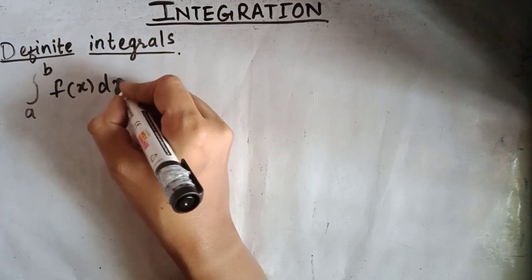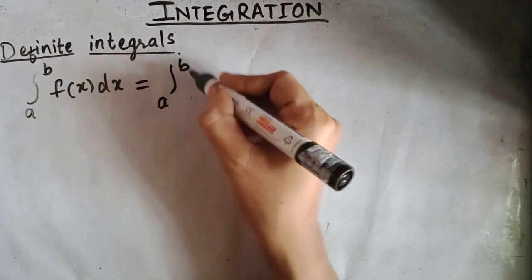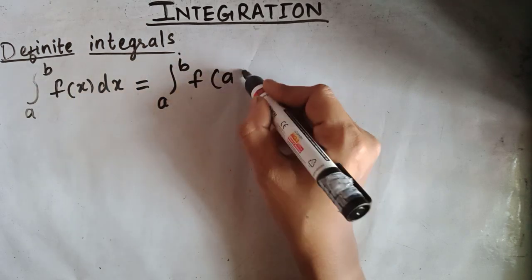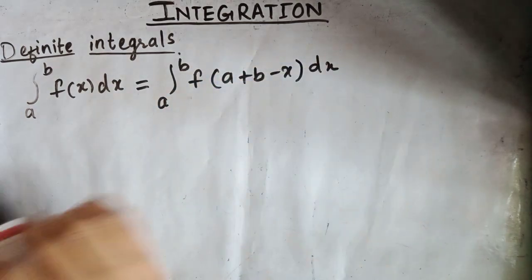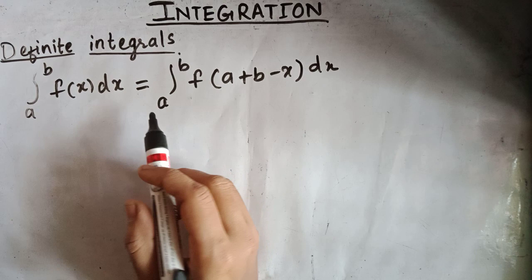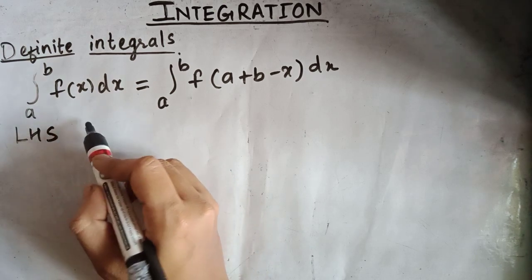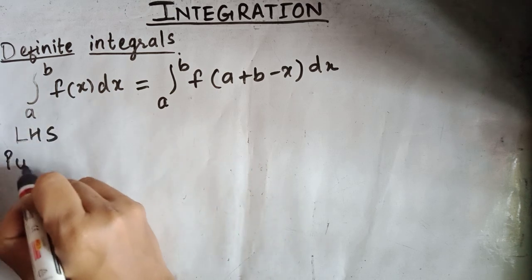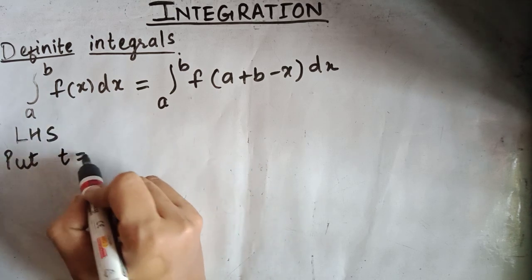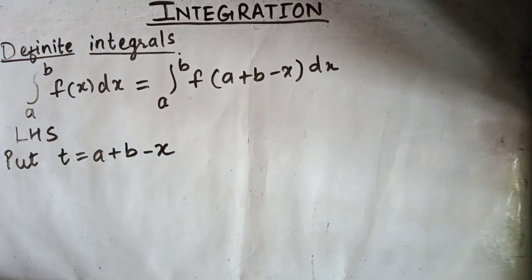f(x) dx is equal to integral a to b f(a plus b minus x) dx. This property I am going to prove. Okay, so start with LHS, left hand side. Okay, so put t equal to a plus b minus x.